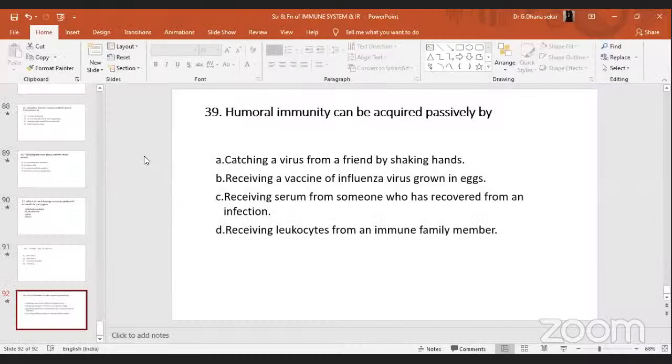Okay, so with that we finish the immune response and structure and function of the immune system. These are 2 chapters. It is quite enormous, but we have to know the main points for you to attend the multiple choice questions which are usually asked in your examination. Okay, is it clear?